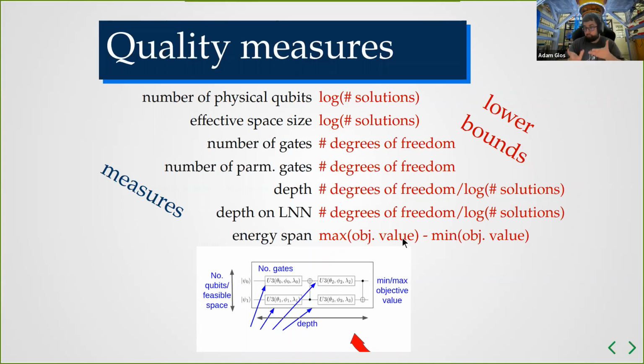So if we have n squared edges, under the assumption that each degree of freedom, each edge, contributes one gate, we have a lower bound on the number of gates around the number of degrees of freedom.